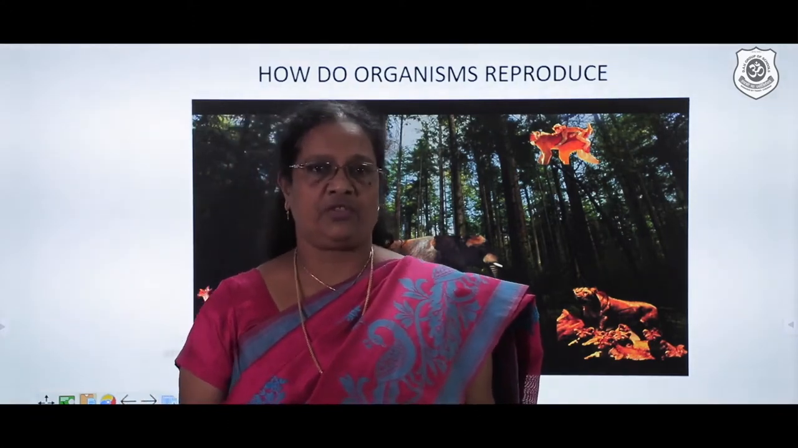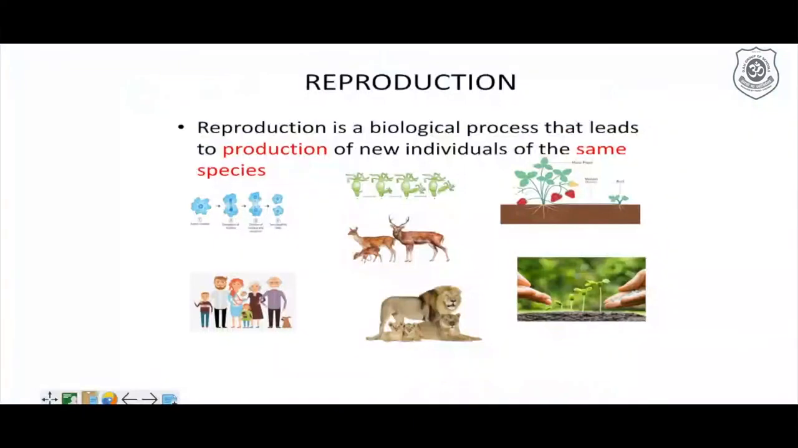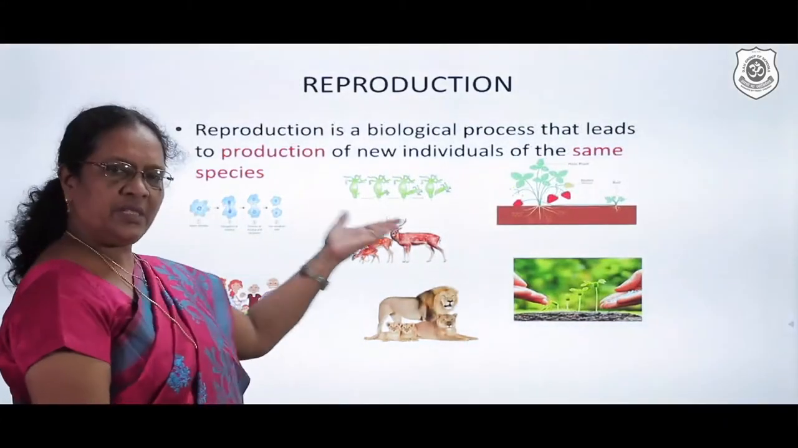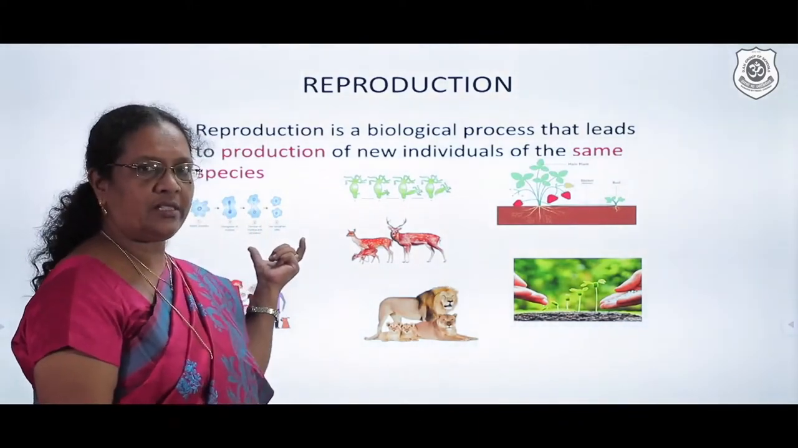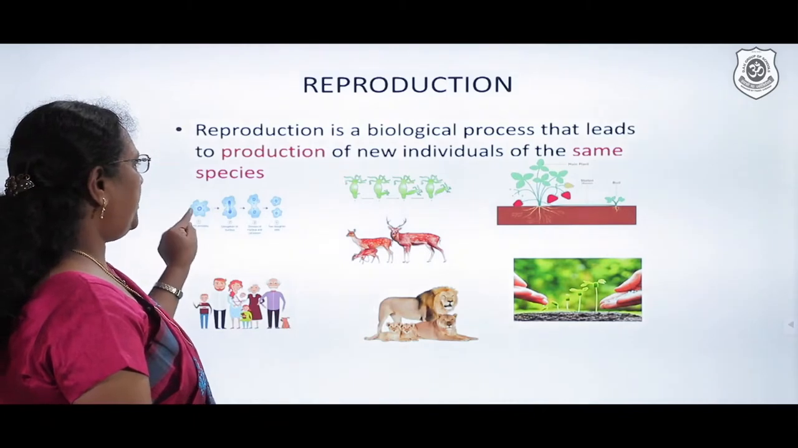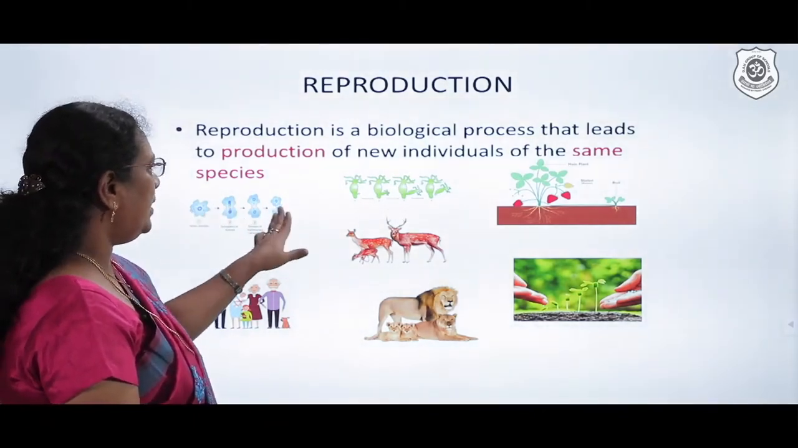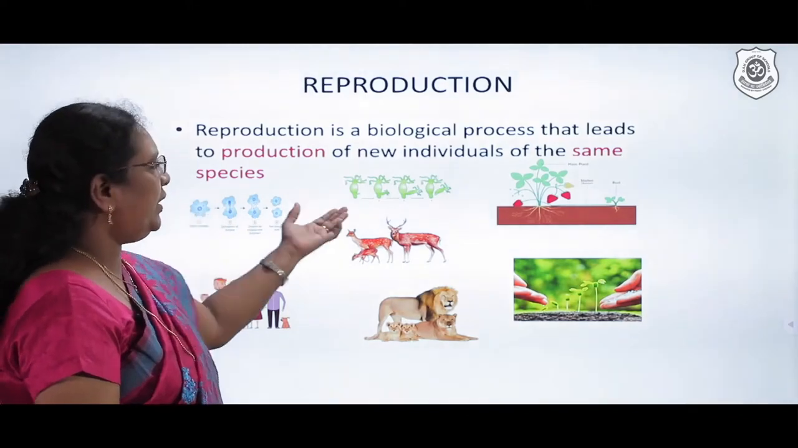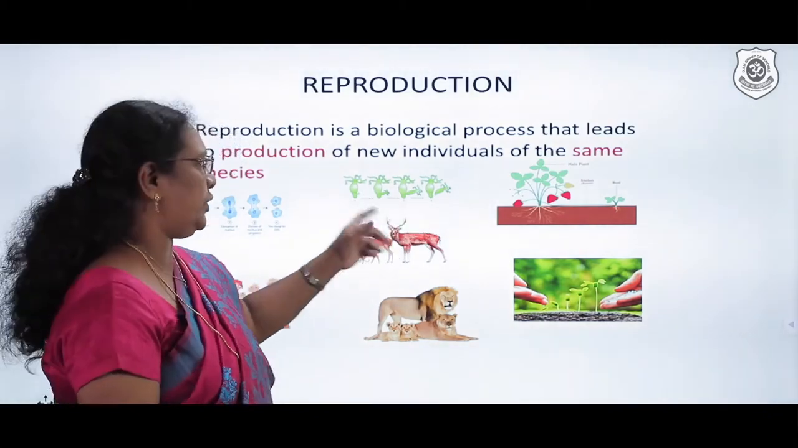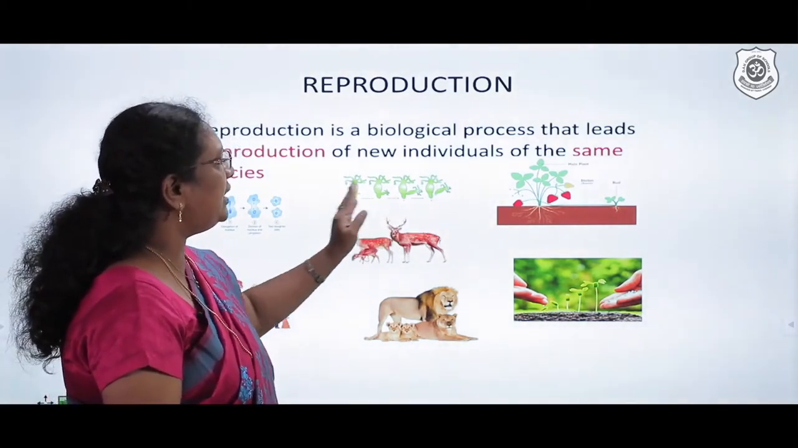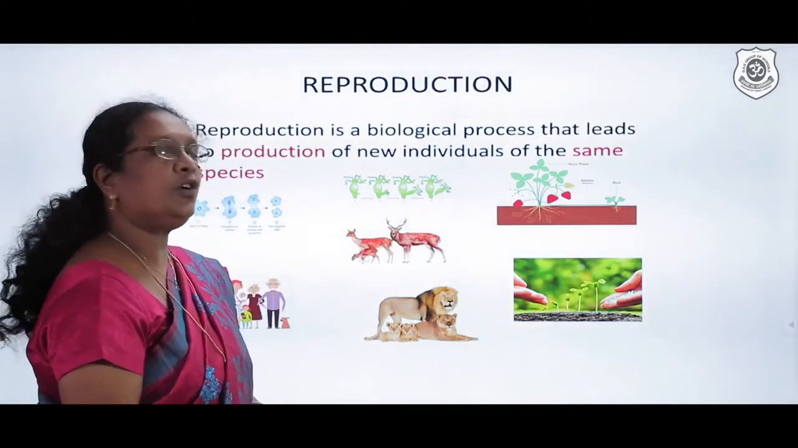What is reproduction? Reproduction is a biological process that leads to production of new individuals of the same species. Here we see a lot of pictures. Reproduction is not only for a unicellular organism. For example, if we take amoeba, the parent divides and then we have the young one resembling that of the parent. We have the hydra, maybe a multicellular organism, but still a microscopic organism. Here also we find that they divide. The young one appears like that of the parent.